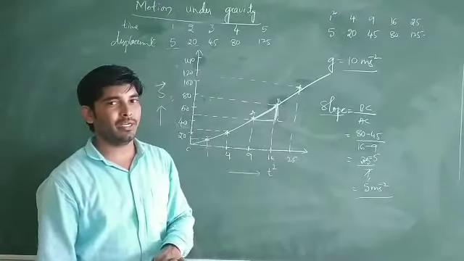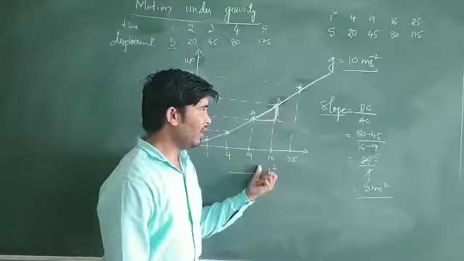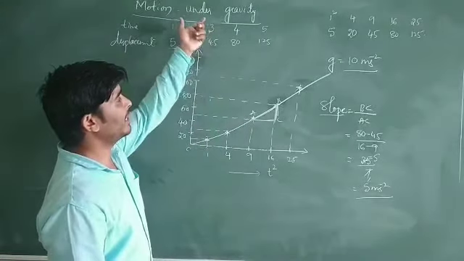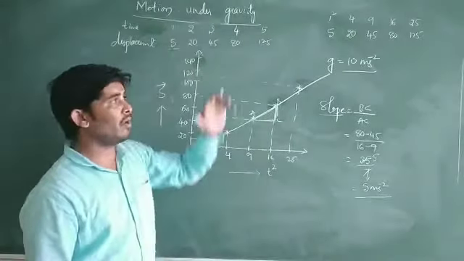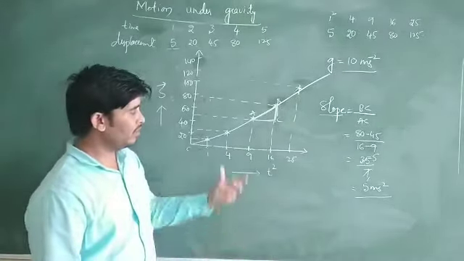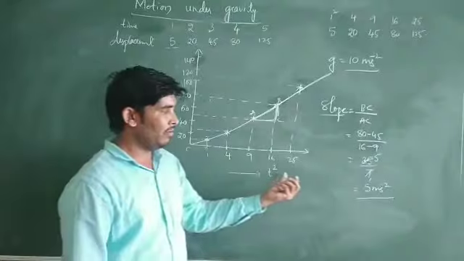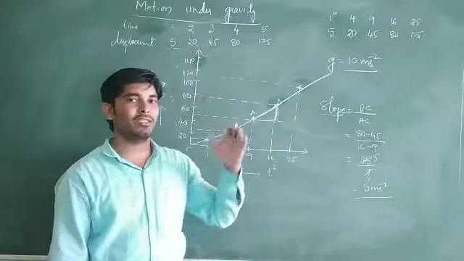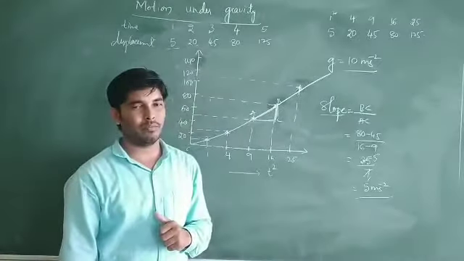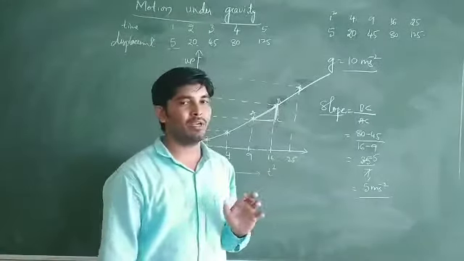From the displacement time graph, we come to know that the displacement is directly proportional to the square of the time. From that data, when you calculate the slope, we get the slope equal to half of the acceleration due to gravity. So this is what I have explained today.